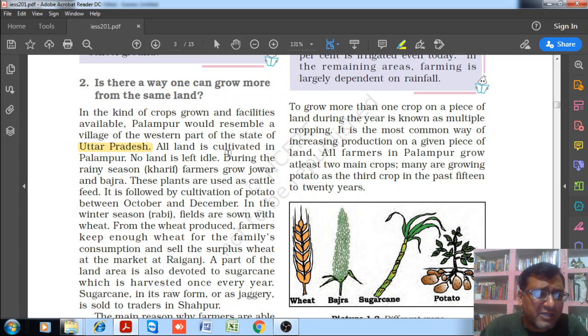So here, during the rainy season, you know that the rainy season starts with kharif type of crops like rice. Farmers grow jowar and bajra there.